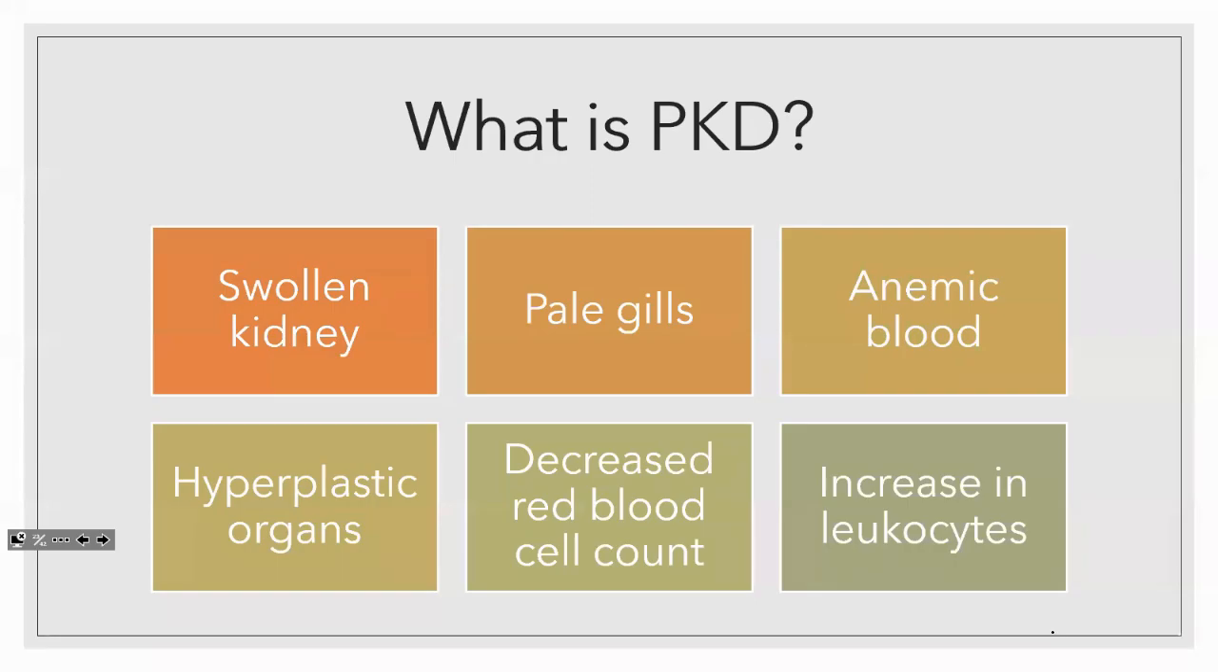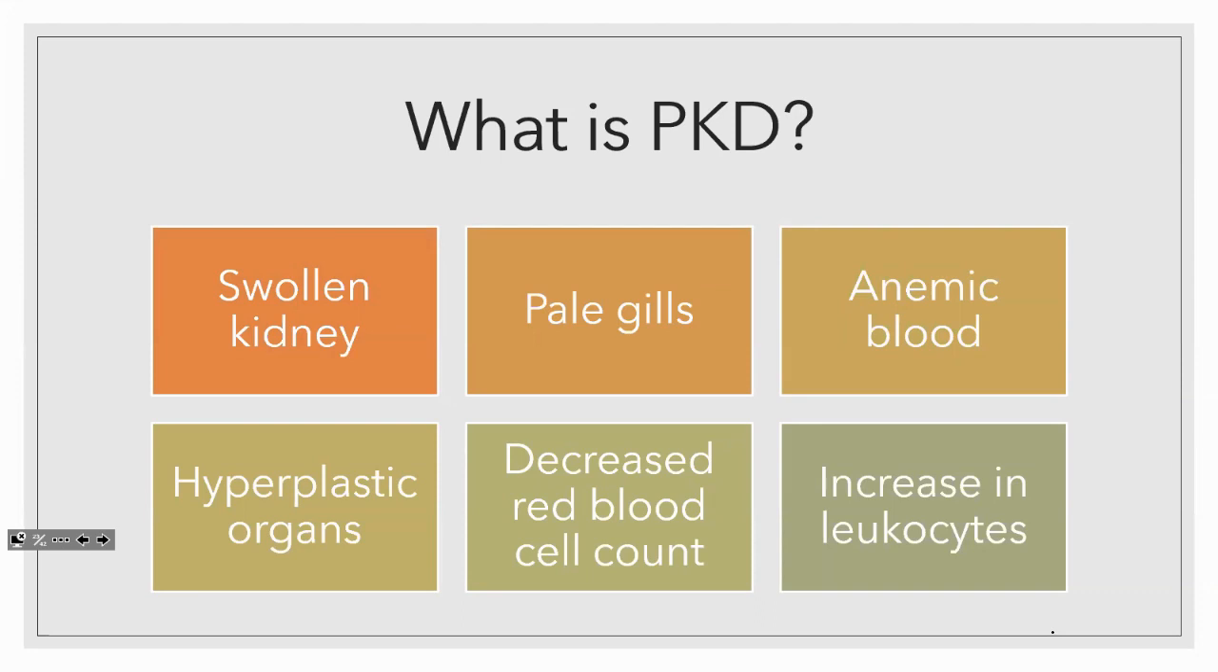So what is PKD? What occurs when fish develop it? The first thing that we're going to see is, of course, where they replicate, a swollen kidney. Additionally, pale gills can occur, anemic blood, hyperplastic organs, we'll talk about what that means in a second, decreased red blood cell count, and an increase in leukocytes. These are immune cells. So this is particularly dangerous for a couple of reasons.